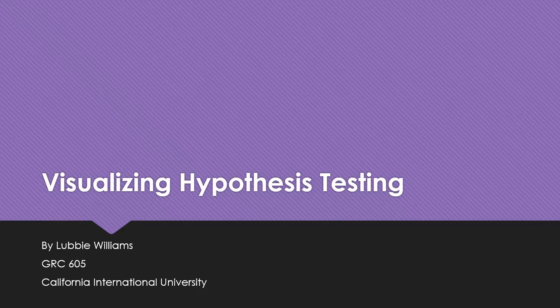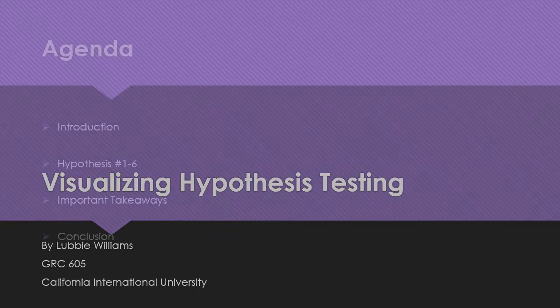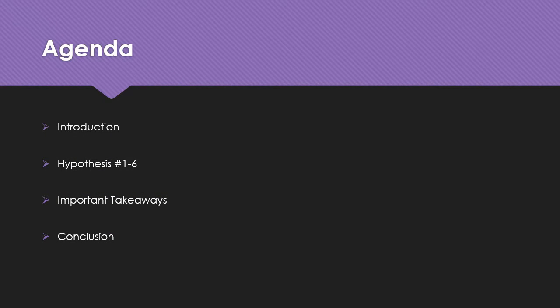This is my second time making a presentation for CRC 605, California International University. This time I'm introducing my testing for visualization hypothesis testing. We're going to start with the introduction, which is what we're doing now, followed by hypothesis 1 through 6. After that, we're going to talk about important takeaways, and then we'll end with the conclusion.